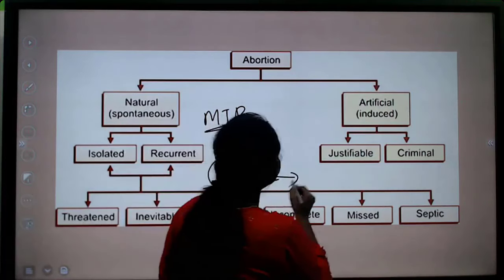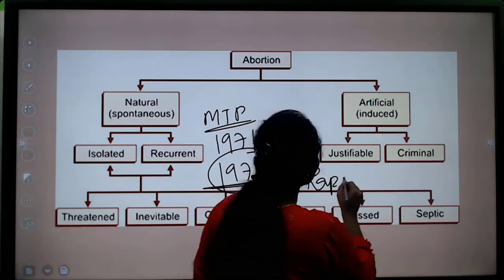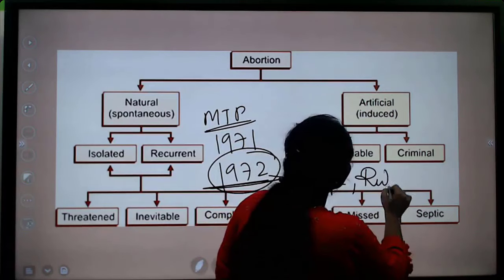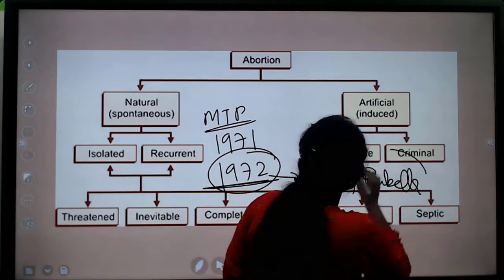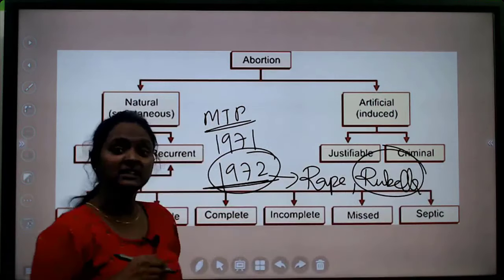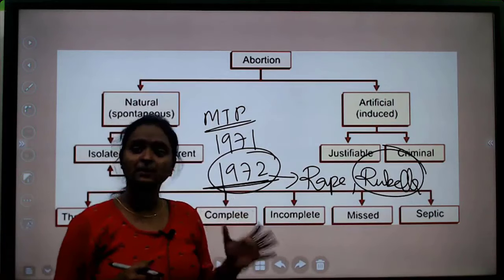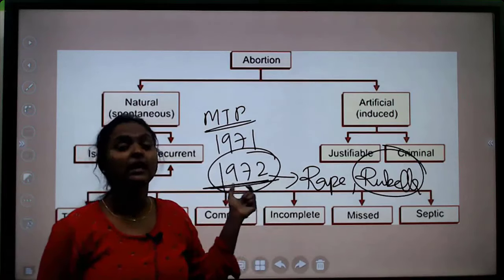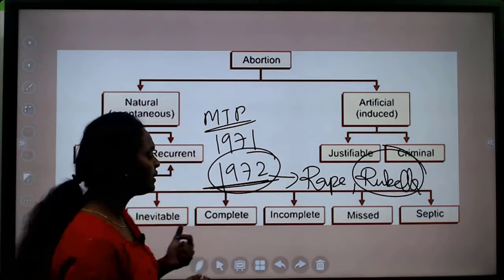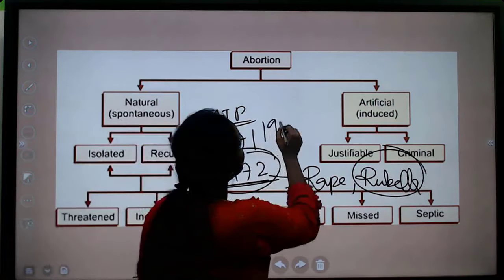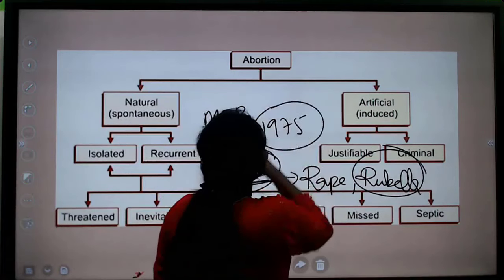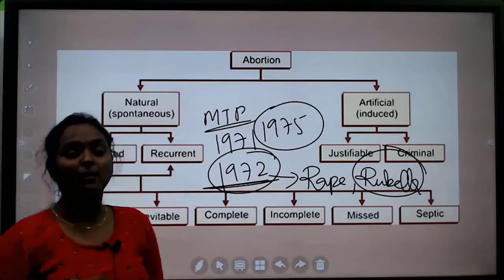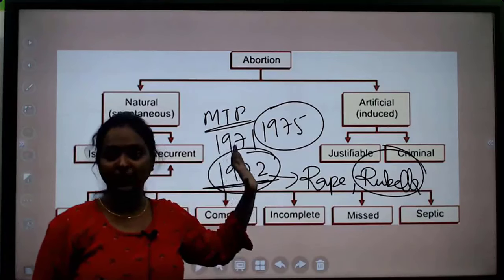If any person underwent rape, if a pregnant mother has rubella, or if the baby is getting any problem because of the pregnancy, in such cases also one can terminate the pregnancy. That law was developed in the year 1971. It came into force in 1972. And again in the year 1975, there was an amendment in the MTP Act.